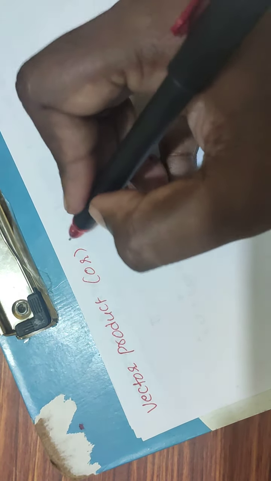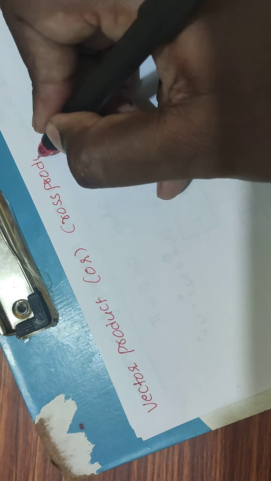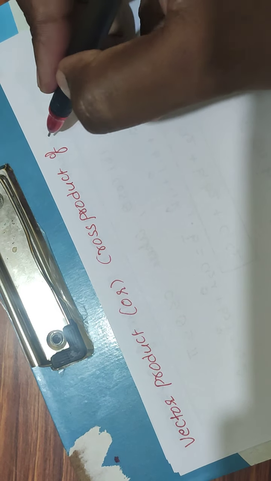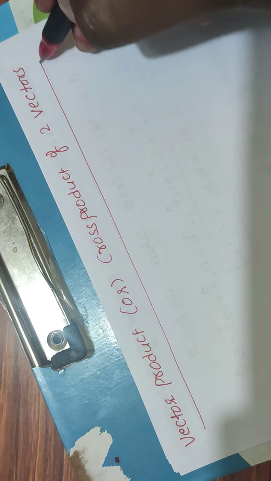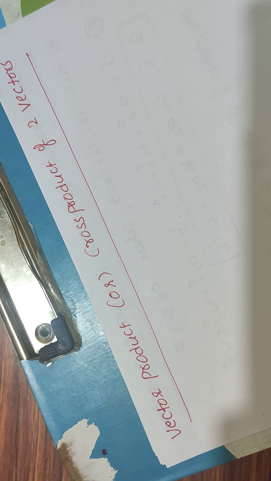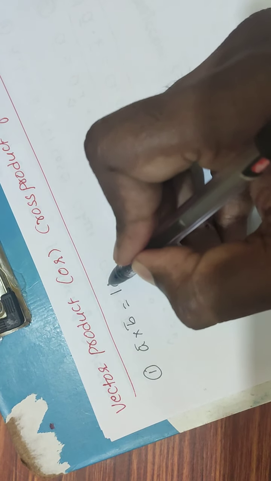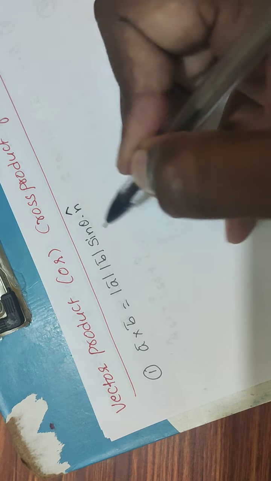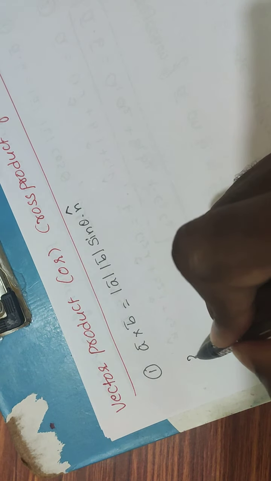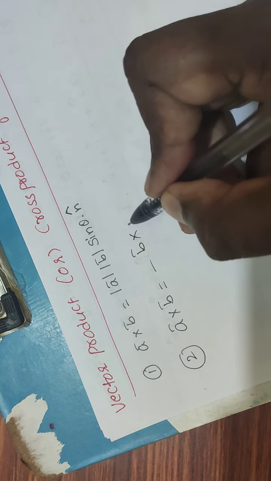Vector product, or cross product of two vectors. In this also we will discuss some concepts. The first one: the cross product of two vectors a bar and b bar equals mod a bar mod b bar sin theta into n cap, where n cap is a unit vector. Second, a bar cross b bar equals minus of b bar cross a bar.